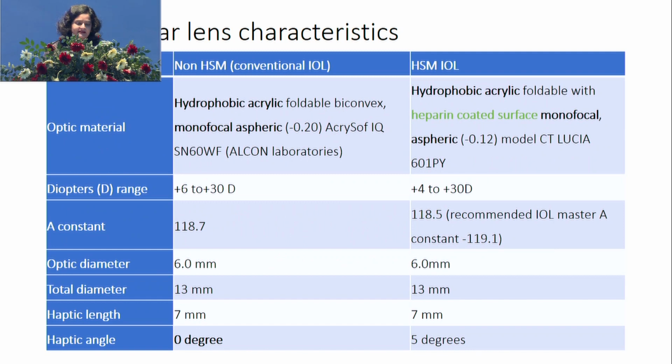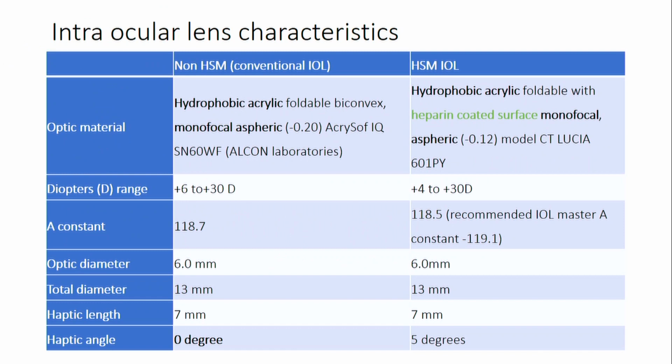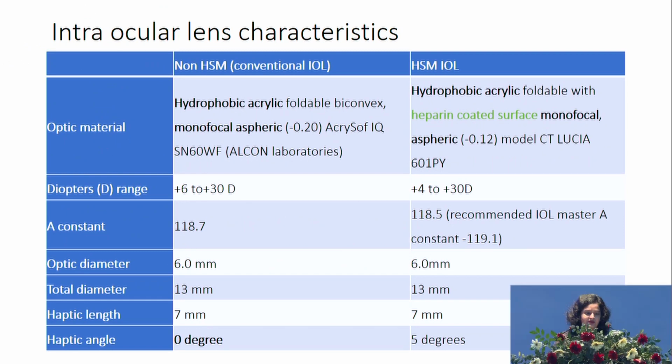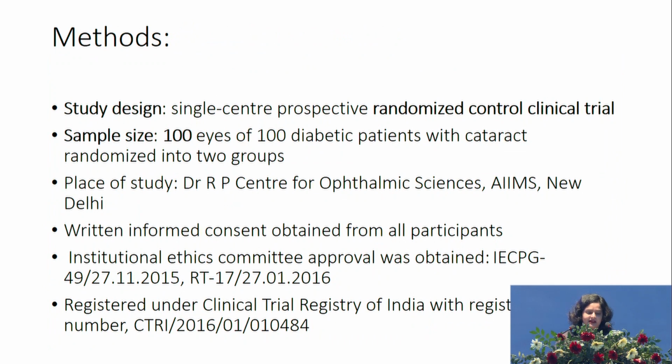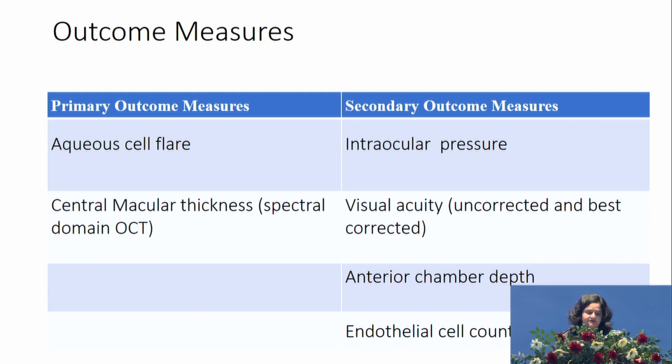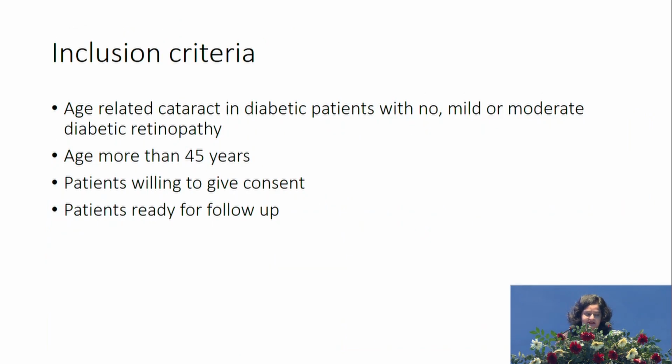The two intraocular lenses were hydrophobic acrylic monofocal aspheric. One was Acrysof IQ, another was CT Lucia 601 PY. The difference being 0 degree haptic angulation in Acrysof IQ group and 5 degree angulation in CT Lucia. Study design was a single center randomized control trial with a sample size of 100. Primary outcome measures were aqueous flare and central macular thickness. Secondary outcome measures were intraocular pressure, visual acuity, AC depth, and endothelial cell count.